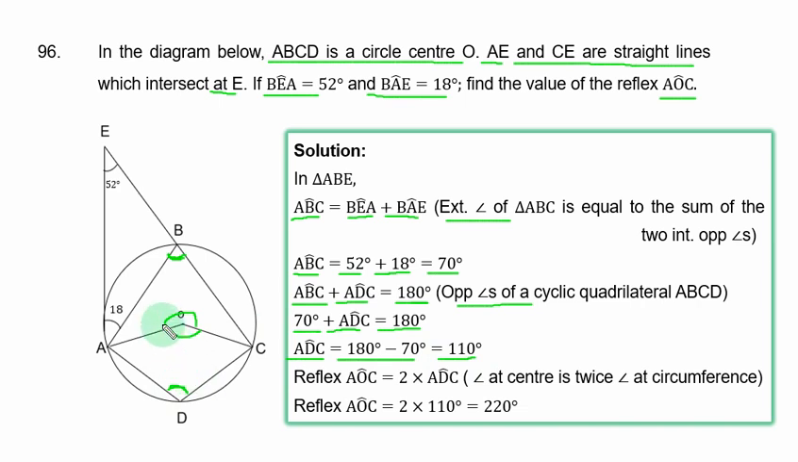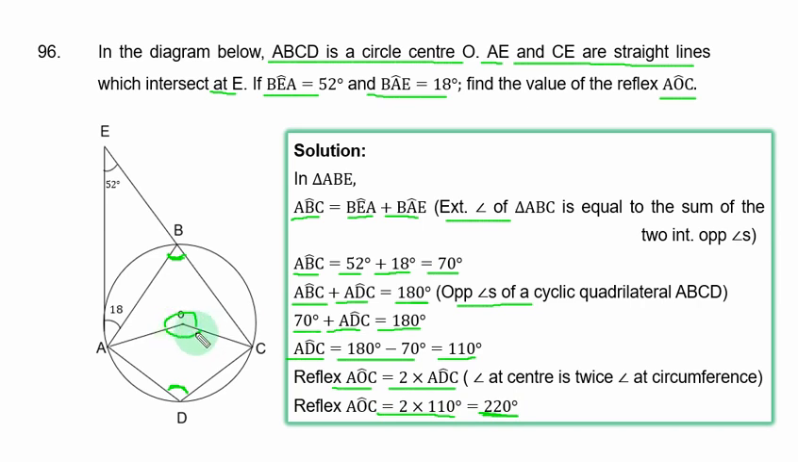So the reflex angle AOC is equal to 2 times this angle at circumference. So reflex angle AOC is equal to 2 times angle ADC. So the reflex angle becomes 2 times 110 degrees, and that is 220 degrees.